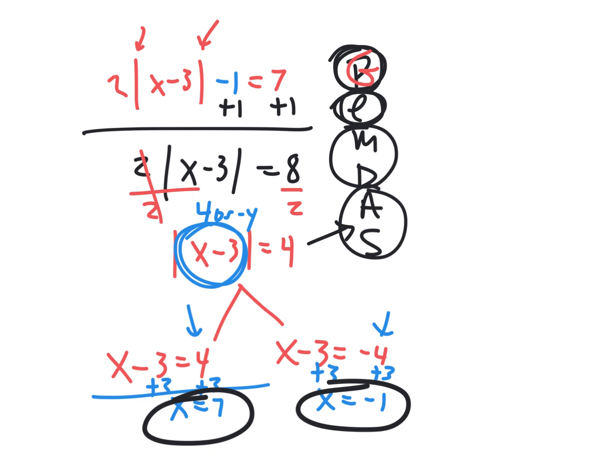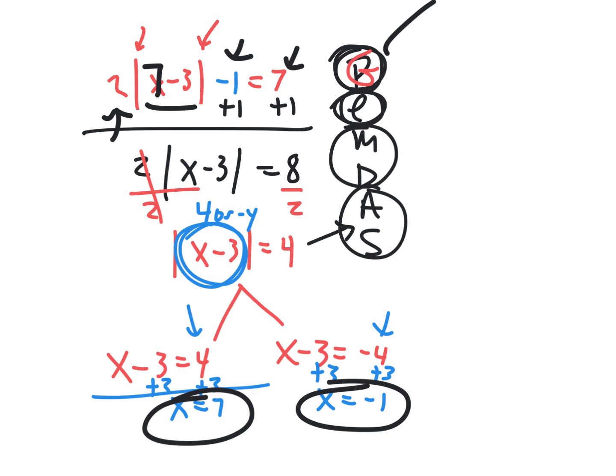Let's see if 7 really works. I put a 7 in here. 7 minus 3 is 4. Absolute value of 4 is 4. Times 2 is 8. Minus 1 is 7. Yay, it worked.